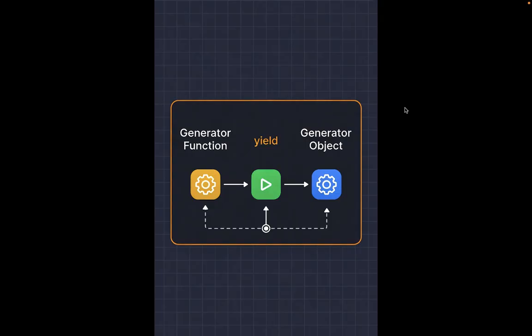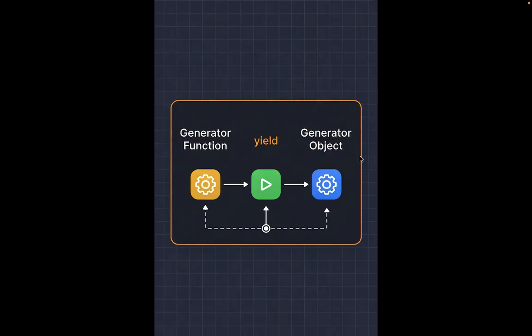So maybe I should take that again. A generator function can return a sequence of multiple values by pausing and resuming execution each time the generator is used. So in a normal function, we use the keyword return to return a value. In a generator function, we use the keyword yield to yield a value.